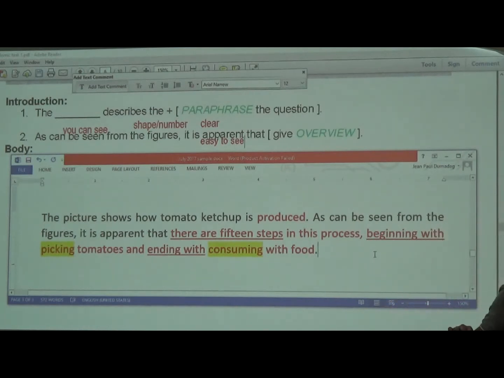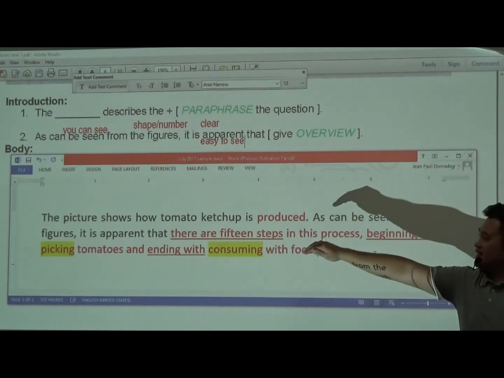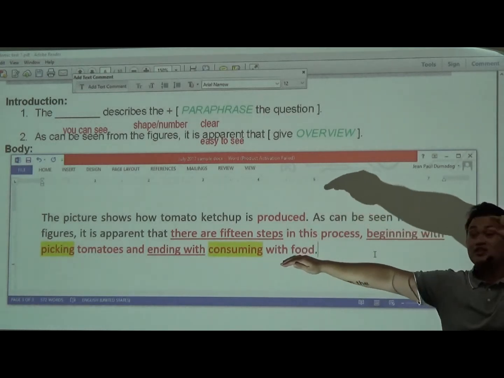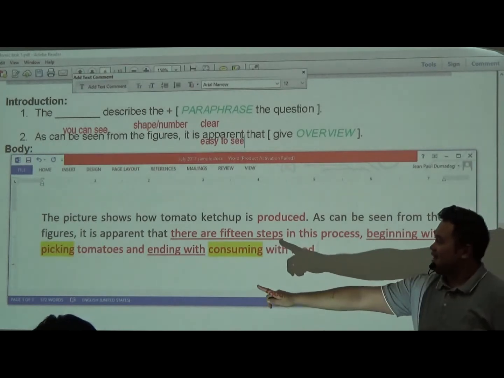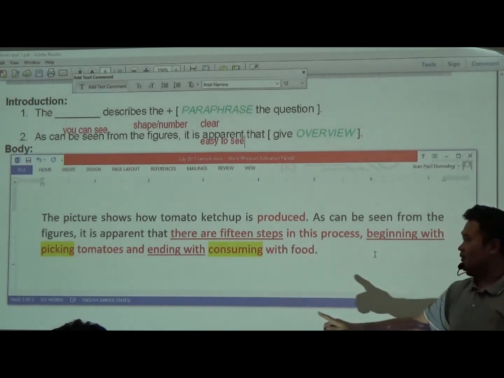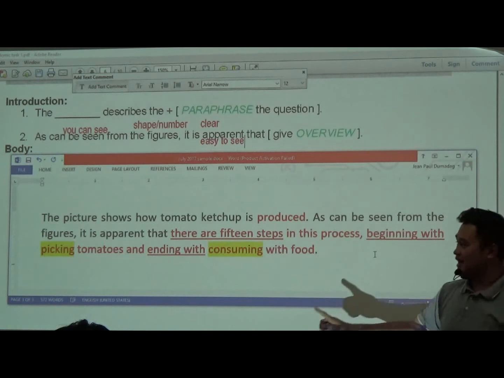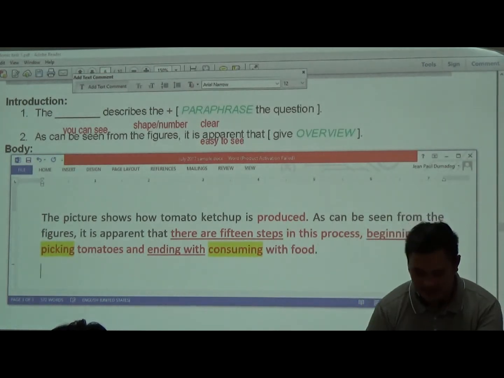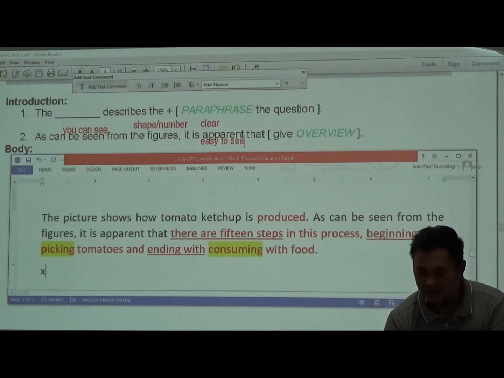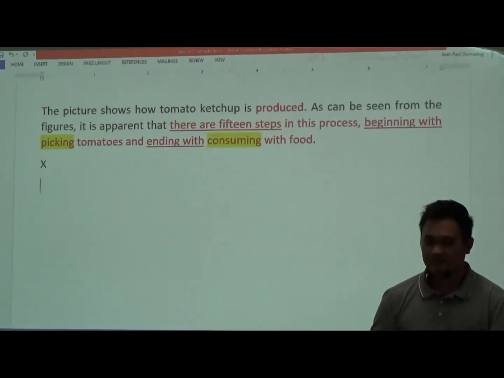Very simple. Again, review. First step, paraphrase the question. Second step, we have to say how many steps in total, what is the first step, and what is the last step. That's it. Then, space, and we'll start writing.